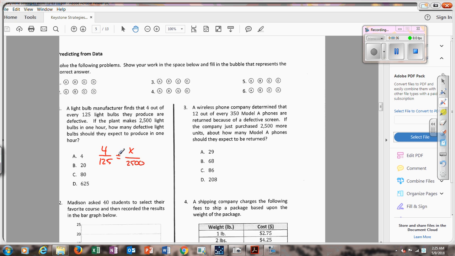Now, a couple ways to do this. You could cross multiply, which is going to give you 10,000 equals 125x, and then divide by 125. Or you could figure out what you can multiply 125 by to get 2,500. The answer there would be 20. So then you just do 4 times 20 on the top, and you get C, 80. So that one is not too bad, right?